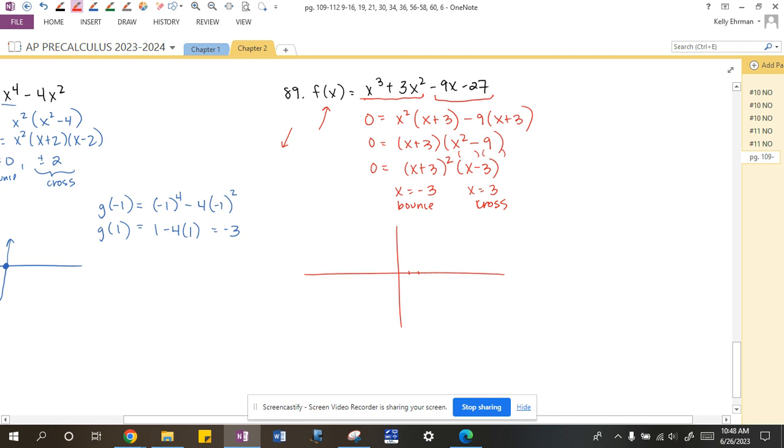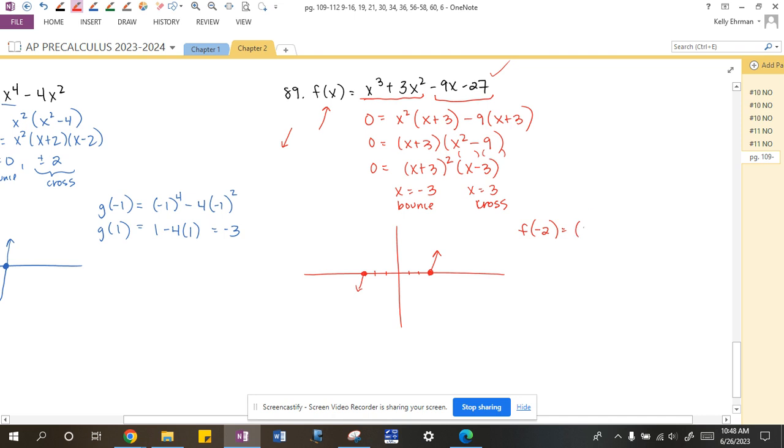Okay, so 1, 2, 3, 1, 2, 3. Plot my zeros. Short little end behavior sketch. We need all these points in between, so f of negative 2. Now, when you're plugging in f of negative 2, you could go back to the original, or I kind of like to go into the factored version. The math is usually easier.